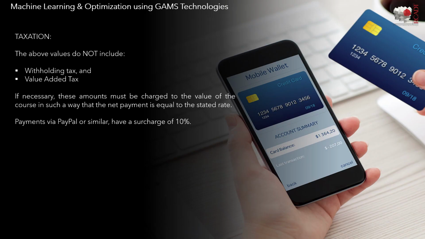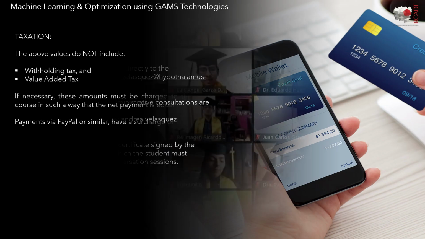Taxation. The above values do not include withholding tax and value-added tax. If necessary, these amounts must be charged to the value of the course in such a way that the net payment is equal to the stated rate. Payments via PayPal or similar have a surcharge of 10%.